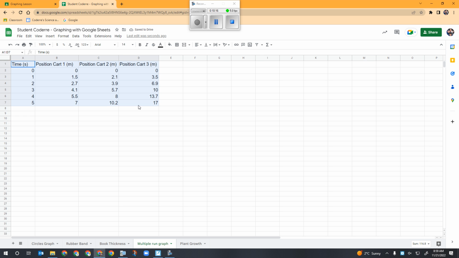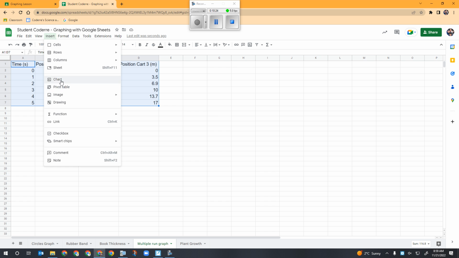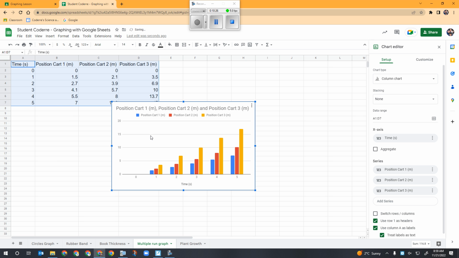So we're going to click and drag and highlight it all. Then we're going to go insert chart. So follow along with me, guys. You need to build this graph as well. Insert chart. Now it shows a bar graph. Sometimes Google doesn't get it right, and that's okay. We can fix it.